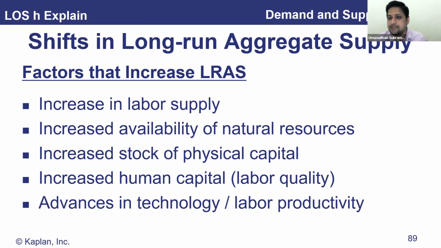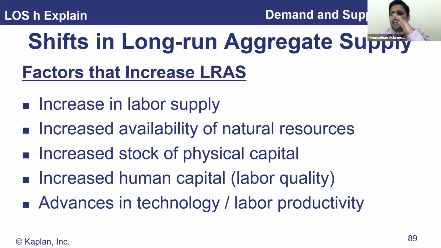Increase human capital, increase the quality of labor, give them training, give them better education. When you do that, you're increasing the quality of human capital, so the same human capital can produce more now. That is a productivity improvement. And then you can increase your technology, bring in labor productivity.